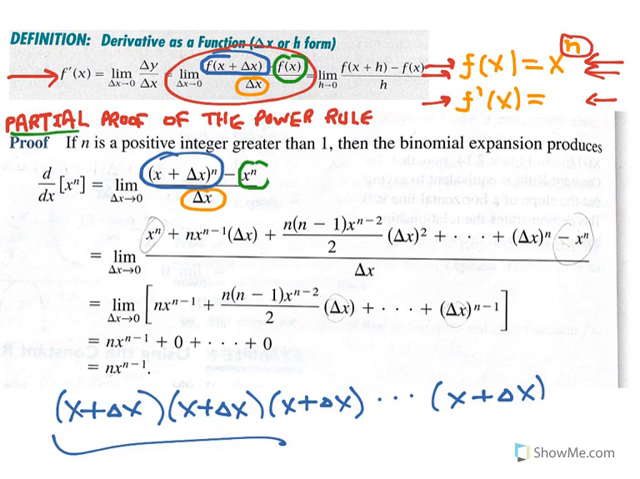And you would have a total of n factors of x plus delta x that you need to multiply together. That's what x plus delta x to the n power means. So how would you find that?